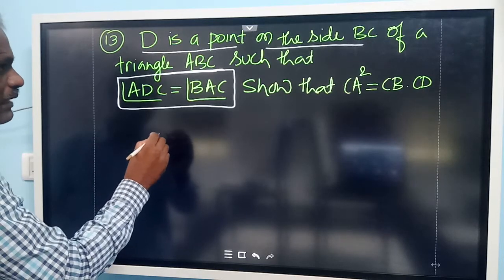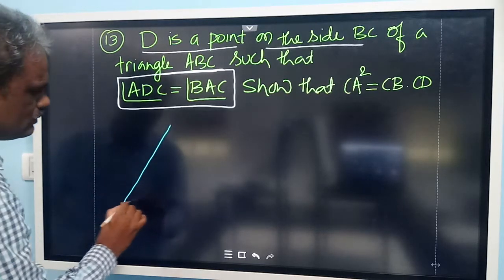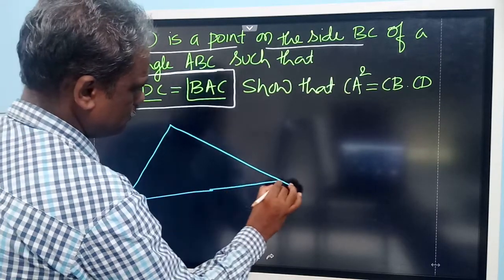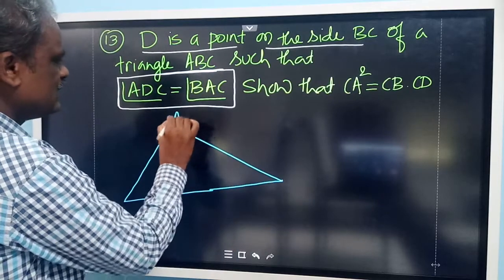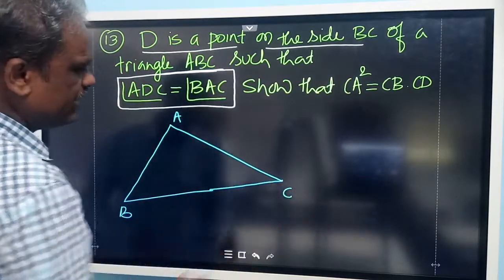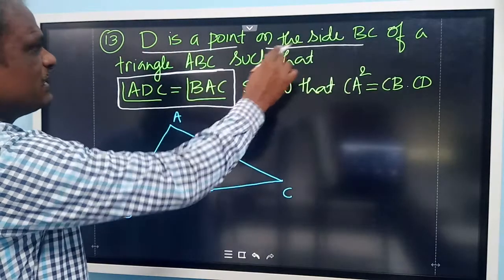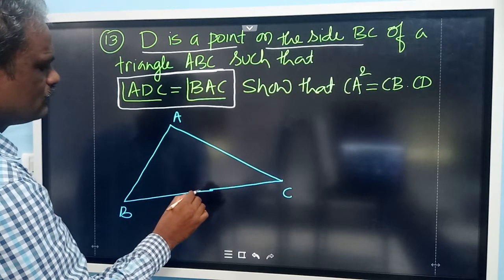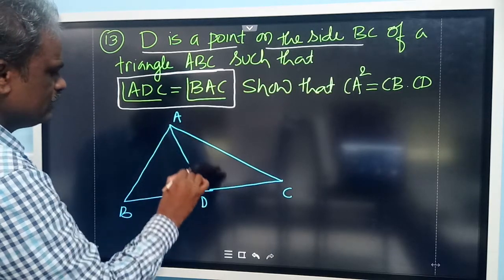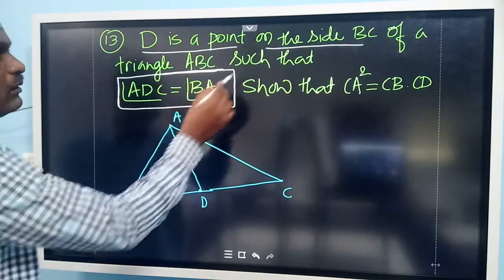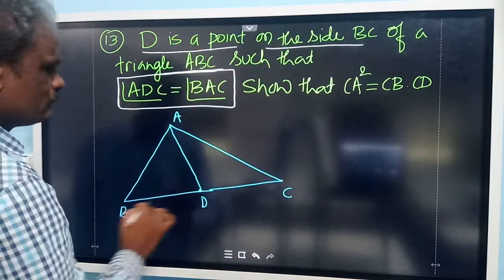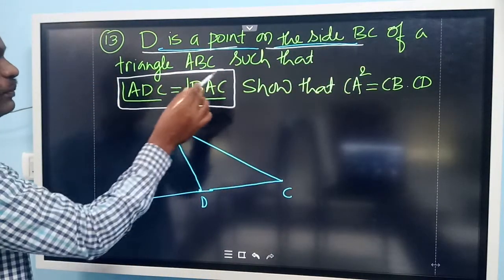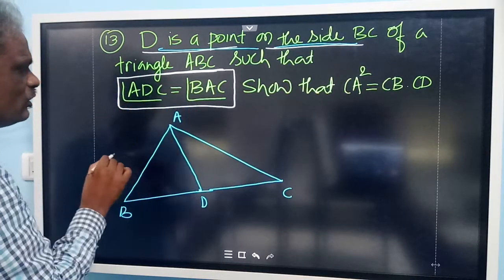D is a point on side BC. So let us draw one triangle. So this is a triangle ABC. They have told D is a point on BC, so you can take this as the point. Join this one. Now D is a point on side BC, and the point is taken such that angle ADC is equal to BAC.